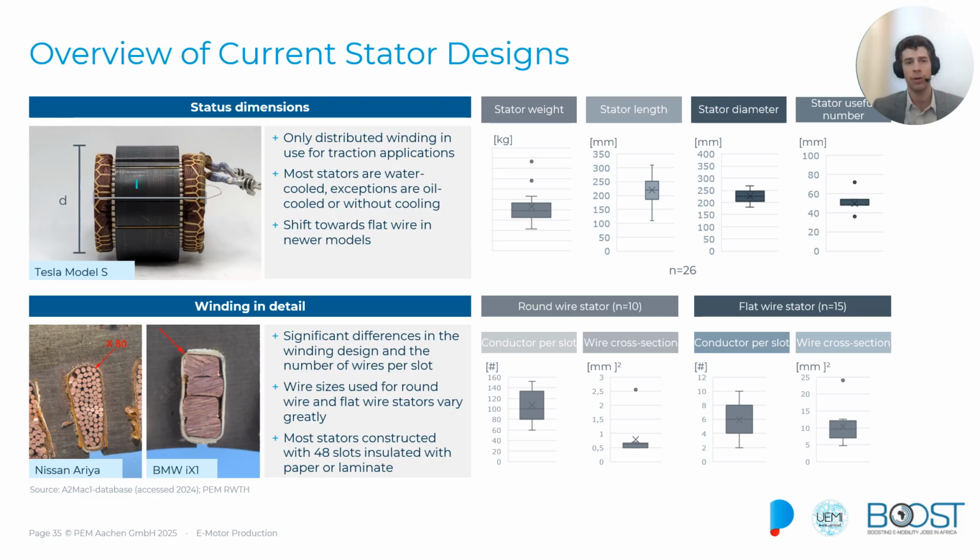We see significant differences in the winding design and the number of wires per slot. In the picture, we see 4 flat wires per slot for the BMW, but there are designs with up to 8 or 10 pins per slot as well, which makes the production and the cooling principles for this stator even more complex.